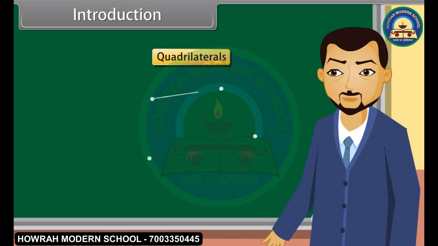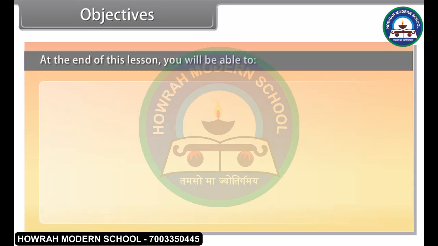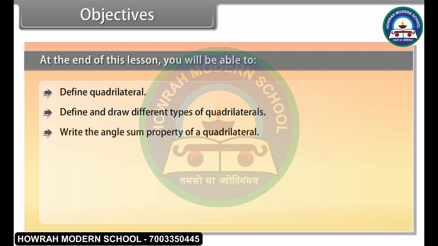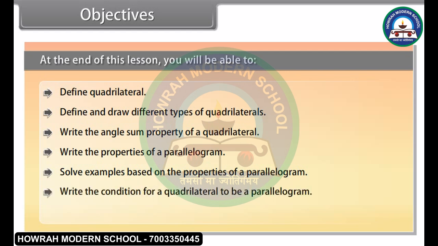A quadrilateral is formed when we join 4 points. Objectives. At the end of this lesson, you'll be able to define quadrilateral, define and draw different types of quadrilaterals, write the angle sum property of a quadrilateral, write the properties of a parallelogram, solve examples based on the properties of a parallelogram, write the condition for a quadrilateral to be a parallelogram, and prove the midpoint theorem.